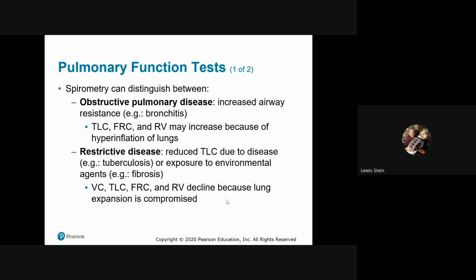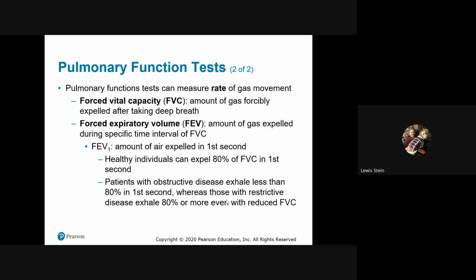So even though you can get the air in and out, you just don't have enough functional space to do adequate exchange. It restricts the ability to exchange oxygen and carbon dioxide. So what we do is we take your deep breath and blow it out as fast as you can. We measure the volume. That forced vital capacity should be roughly, for most of us, around 3,000 milliliters, so three to 3.5 liters.